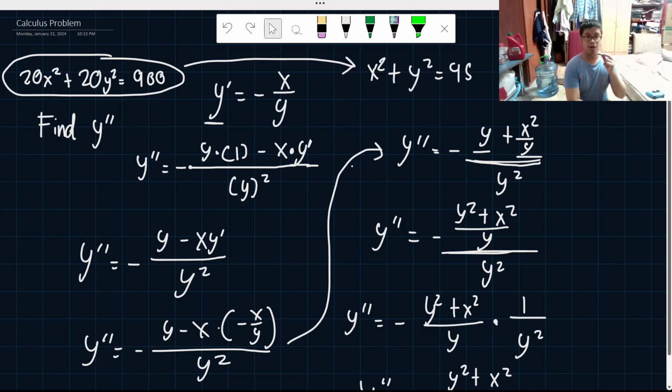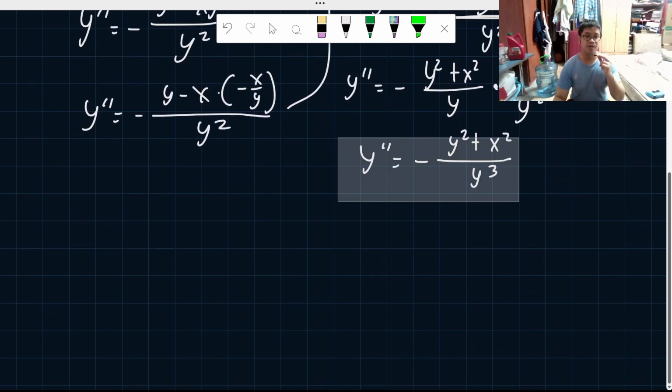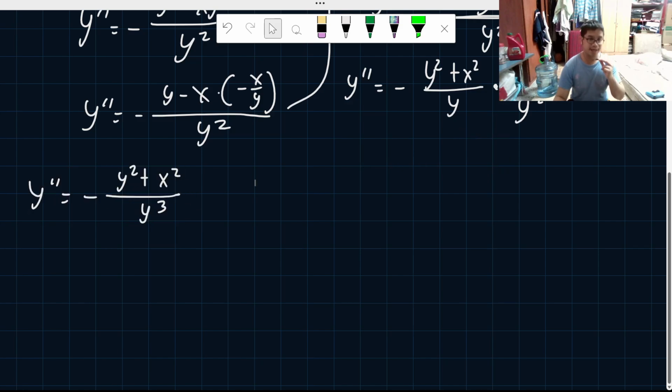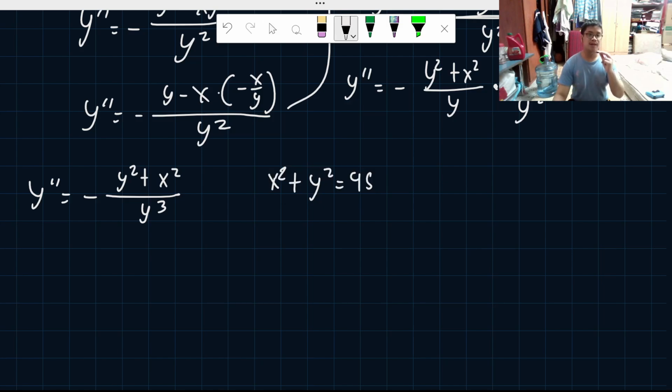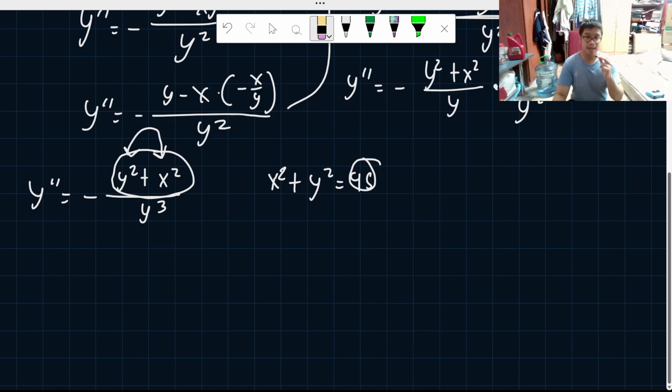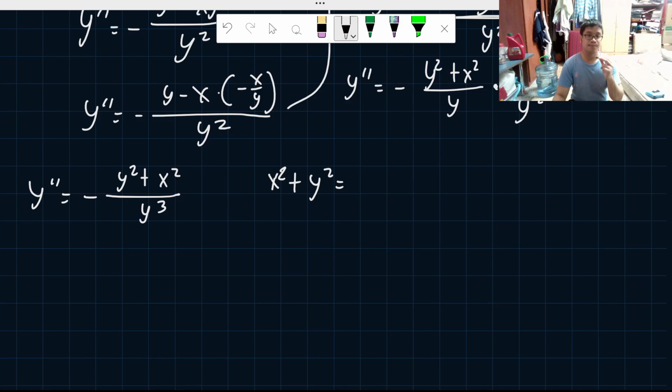So going back, if you relate it here in this final answer, we notice that we have y squared plus x squared. And x squared plus y squared is equal to 45. Even if you interchange the terms here, like instead of having x squared as the first term we have y squared plus x squared, still it's equal to 45. So point being, we can simply substitute x squared plus y squared as 45.